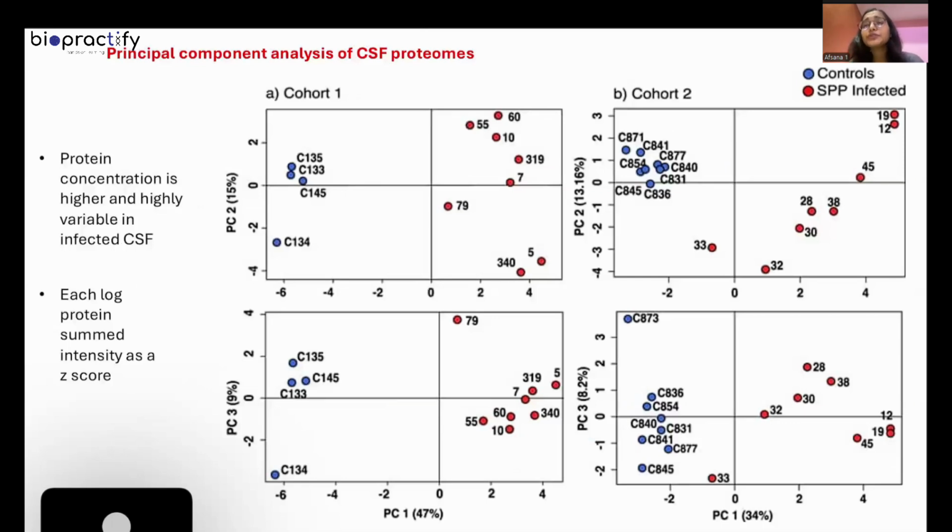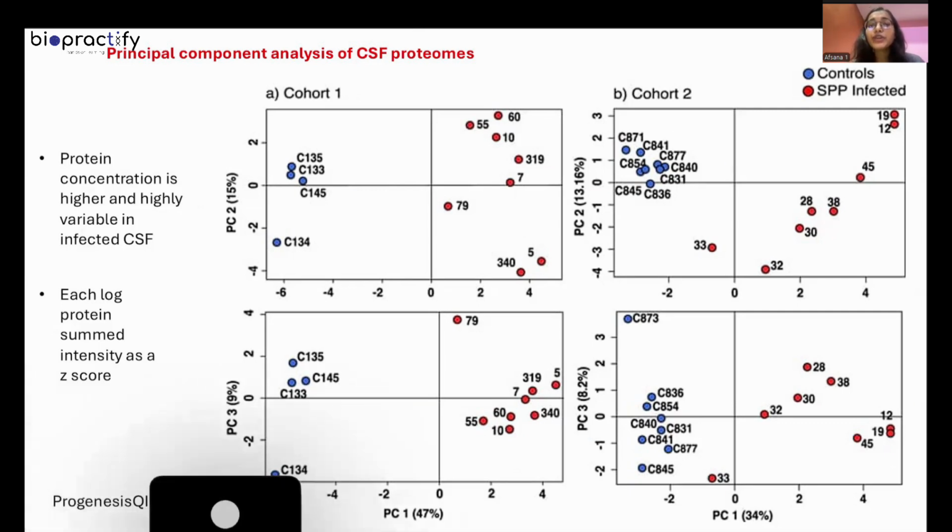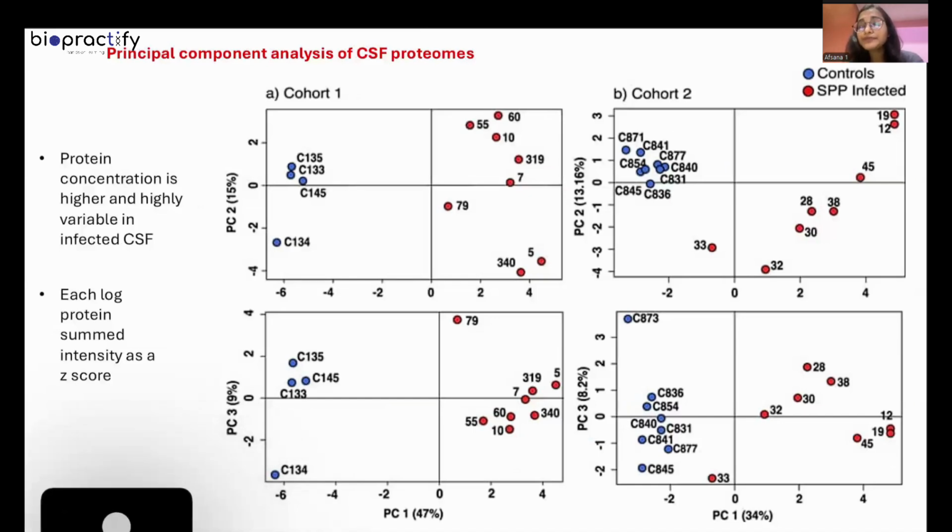This is the principal component analysis of cerebrospinal fluid, and it was done with the ProGenesis QI software. In the figure, it can be very clearly seen that the red ones, the infected samples, are very high in number and they are highly variable. Each is the log protein summed intensity as a Z score.